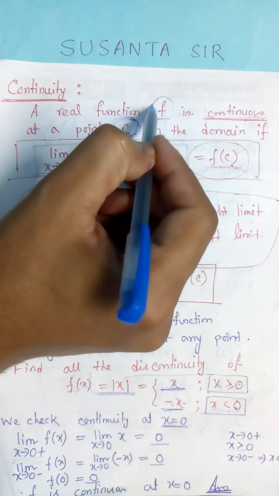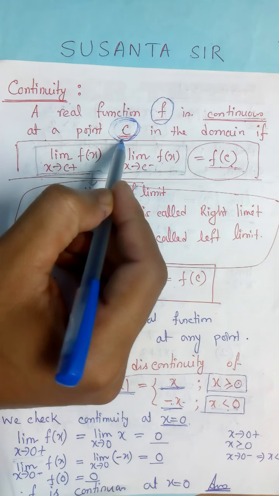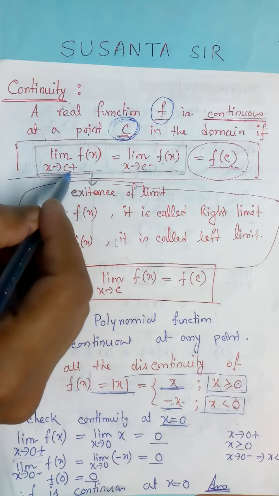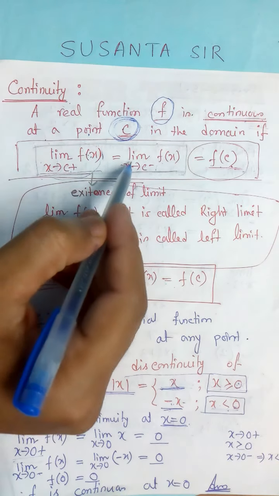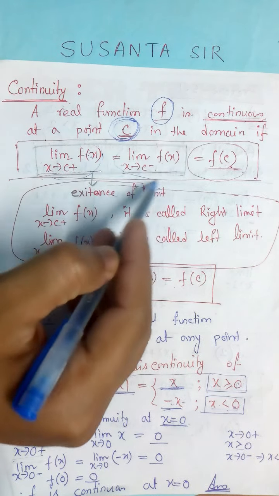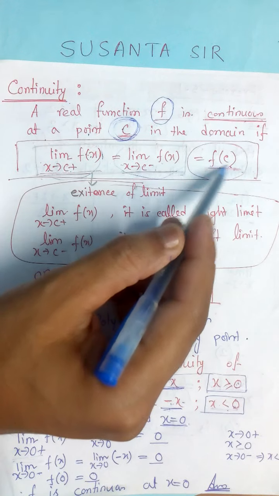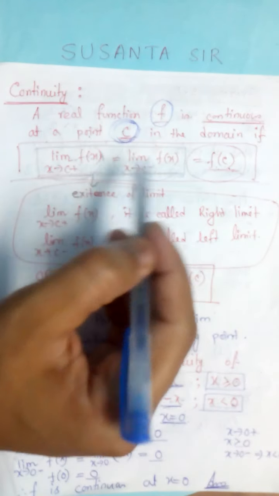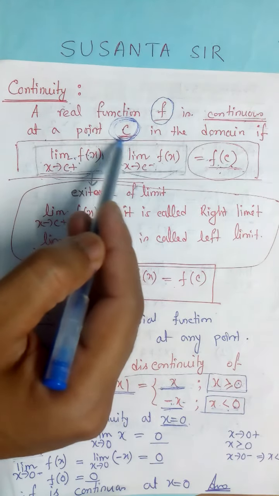If one function f is continuous at the point c, c must be in the domain. The limit as x tends to c plus of f(x) is called the right limit of f(x), the limit as x tends to c minus of f(x) is called the left limit of f(x), and at the point c the value of f, that means f(c). These three values must be equal. If the three values are equal, that means the function is continuous at the point c.